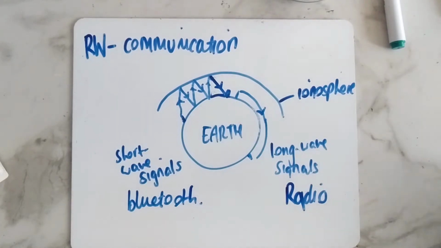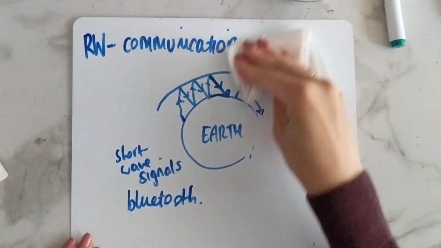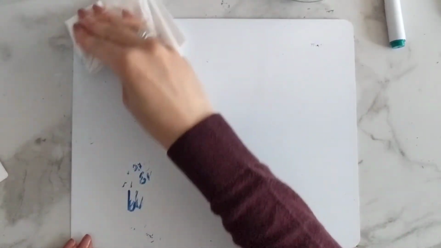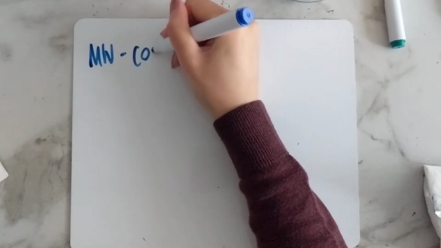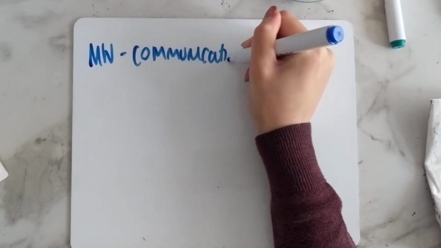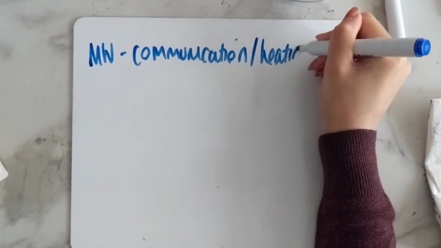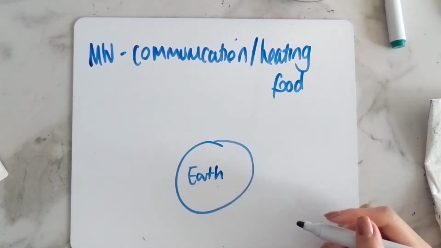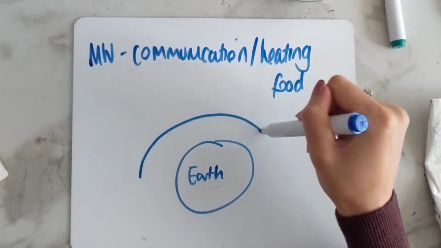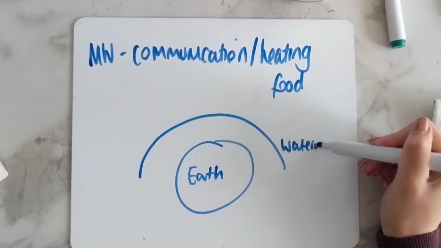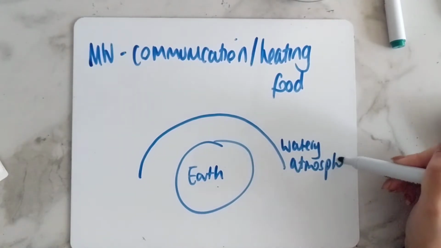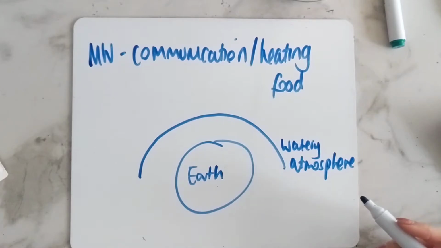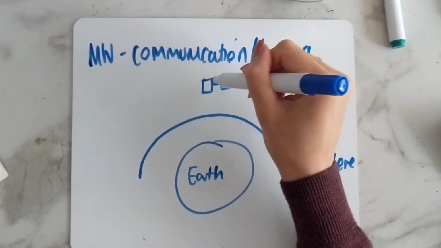Right, so microwaves then. Microwaves are also used for communication, but it involves satellites. So microwaves, again, communication or heating food. So here's my earth. Above the earth we have a watery atmosphere. This isn't involving the ionosphere now, it's involving the watery atmosphere. And here's my satellite in space.